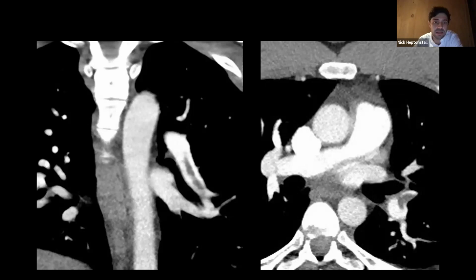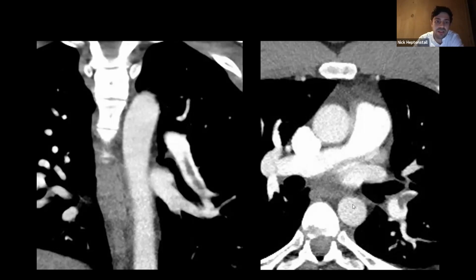This is two selected images of a CT scan. It's with contrast, so we can see that the pulmonary arterial tree is very bright compared to the aorta. In unenhanced CT, the vessels typically look a similar density to soft tissue like muscle. This is obviously very bright.